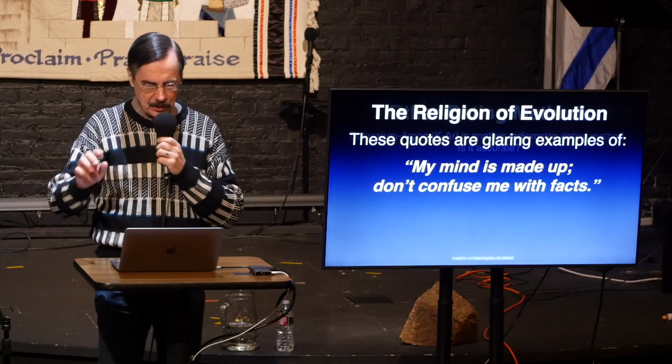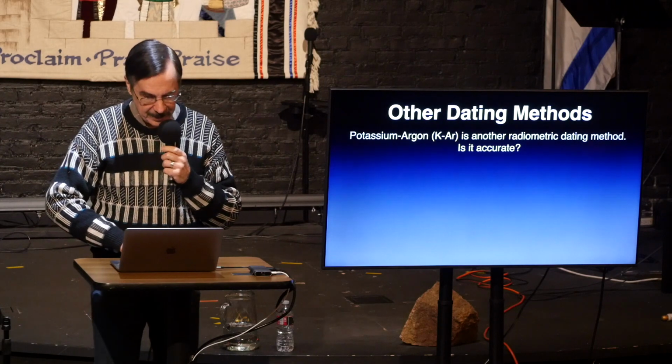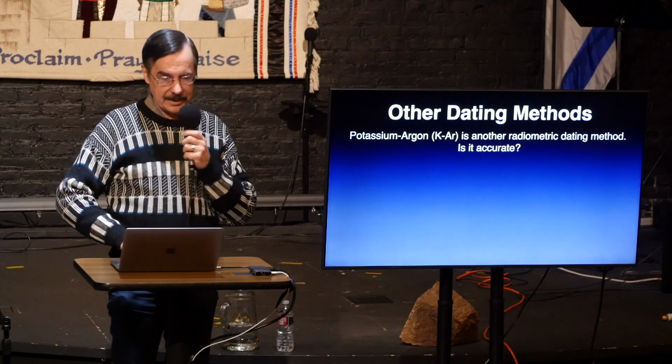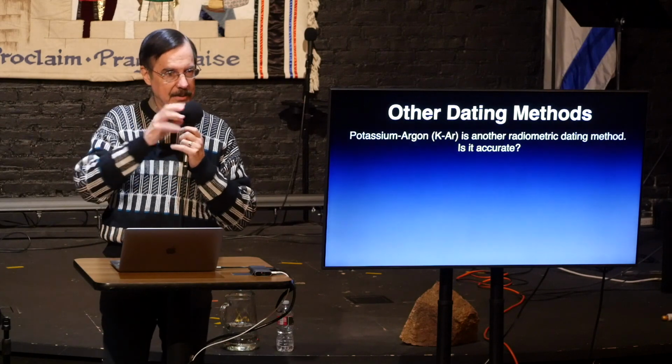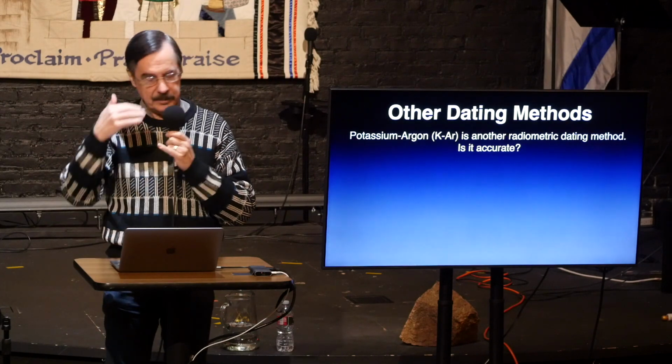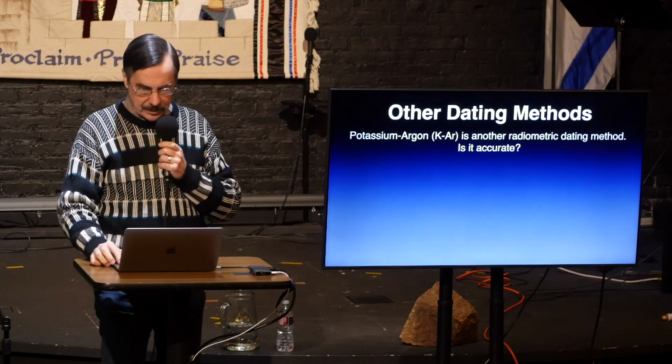Okay, so let's look at some rocks. Potassium argon is another radiometric dating method, and is it accurate? In this one, potassium decays into argon, and they measure the number of atoms of this and the number of atoms of that and compare the ratios. And let's look at some examples.